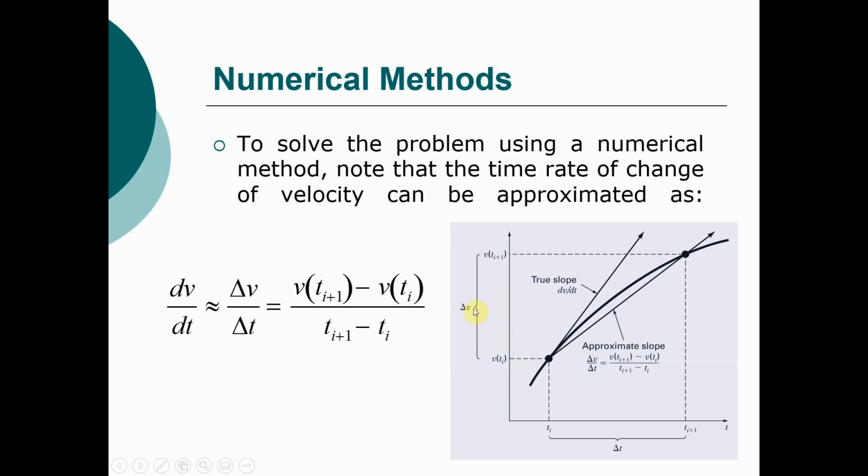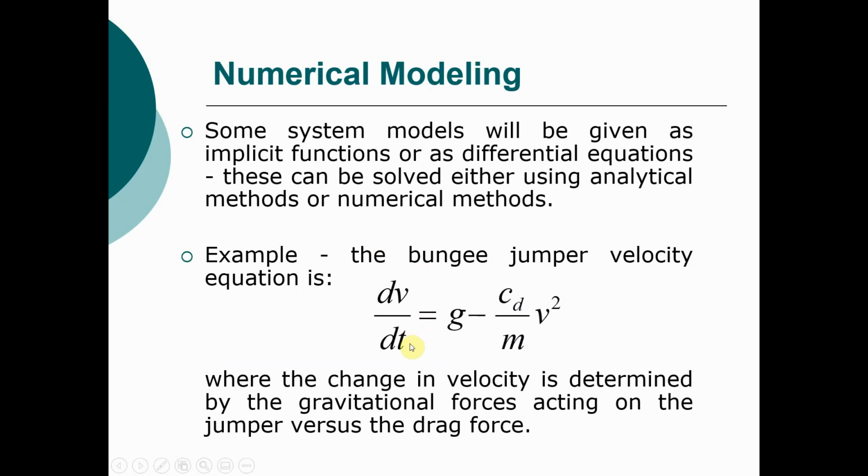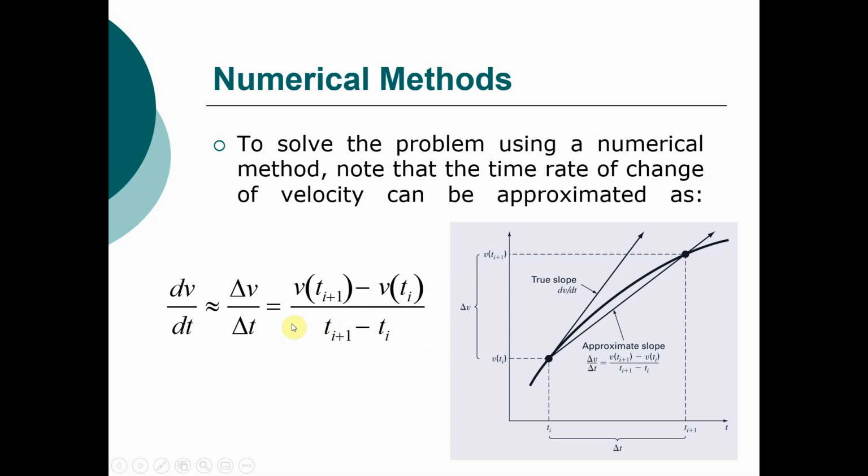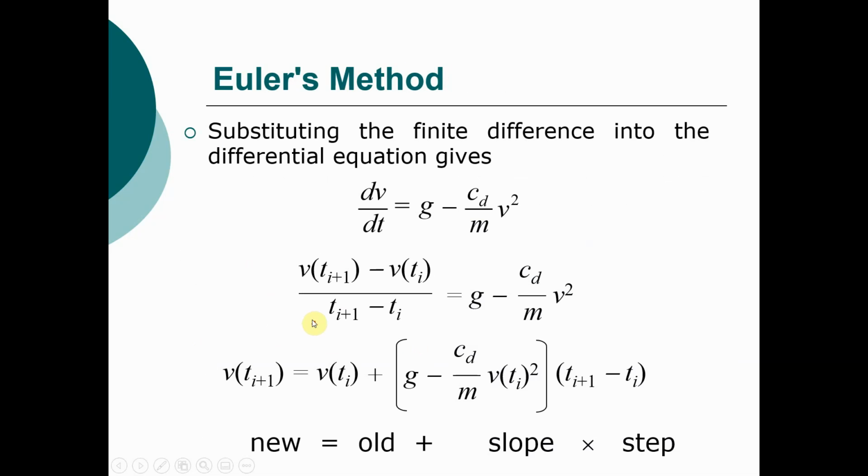So in this case, if we want to find the derivative of the velocity, one way of doing it is using a numerical method. If we have samples of the velocity, we can actually find the velocity at a future time sample. Okay.